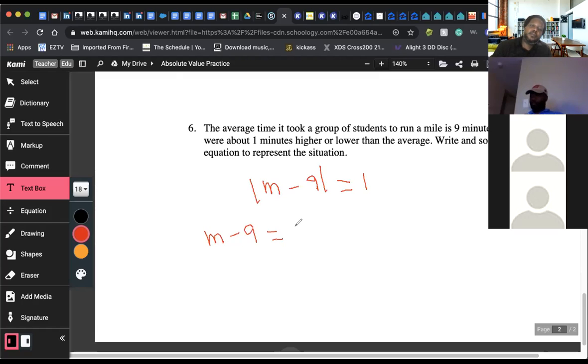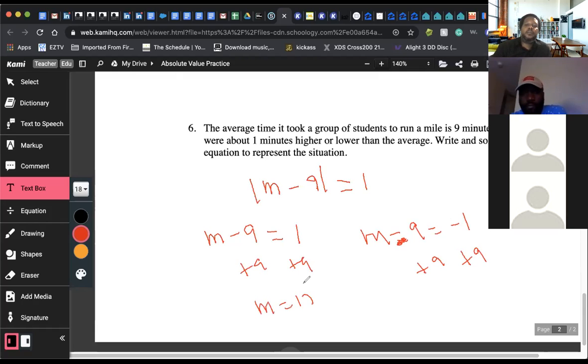So I get 10 and 8. Perfect. And then I have 8 is less than or equal to S, less than or equal to 10. Excellent. That's perfect.